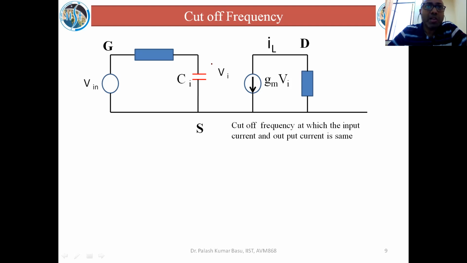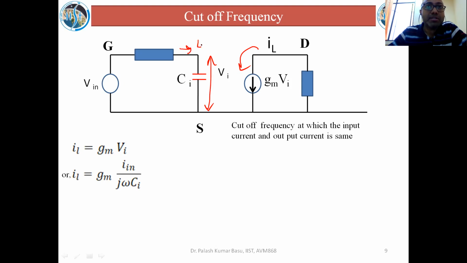Okay, small signal model. Here is a very simple small signal model of the transistor, and you see your IL, that is this part, GM into Vi, you know that part. And what is Vi? Vi is the voltage drop across this capacitor. So suppose there is an I in current. Okay, so GM times I in by jwCi, correct? This is your Vi.